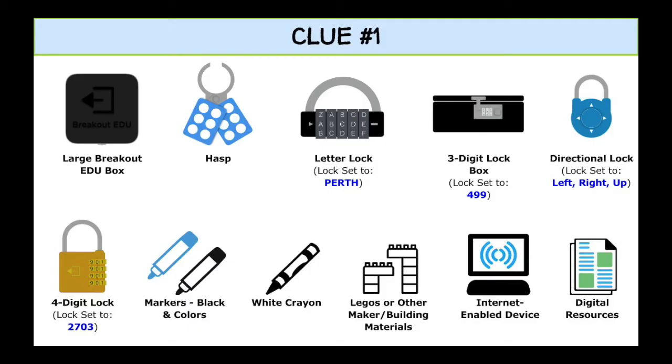Materials and lock setup. The required materials you will need for this game are as follows: large breakout box, hasp, letter lock set to PERTH, 3-digit lockbox or small box with a 3-digit lock set to 499, directional lock set to left, right, up, 4-digit number lock set to 2703, markers, at least one black marker for each group, as well as a variety of colors, a white crayon, Legos or other making and building resources, an internet-enabled device, and digital resources. You will need to print out all of the digital resources and an exit slip for each student.